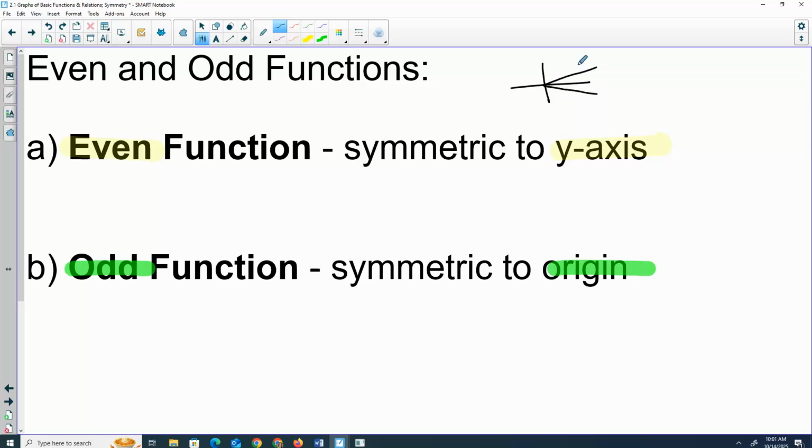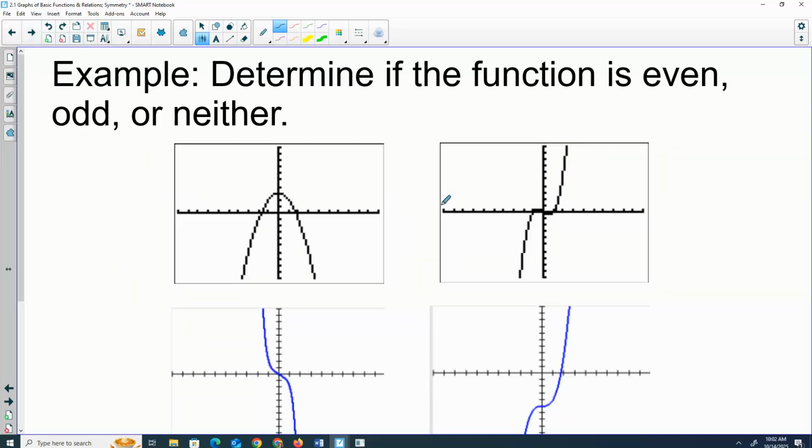If it's symmetric to the x, it looks like this. Is that a function? No, if it's symmetric to the x, it fails the vertical line test, so it's not a function. So if I know it's a function, it can only be even or odd, symmetric to the y or symmetric to the origin. All right, so I'm going to put some graphs up here, and I just want to decide if they are even or odd or neither. What would this first one be?